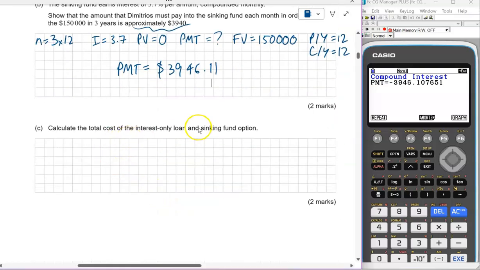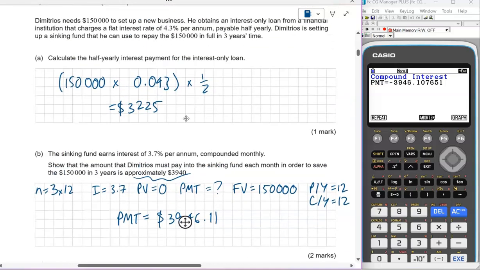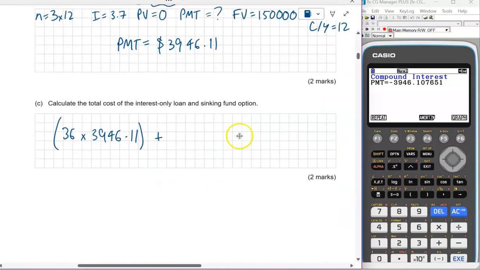Calculate the total cost of the interest-only loan and the sinking fund option. Okay, so here he is making 36 payments of $3,946.11, plus he is making the payments every half year for 3 years. So he's making 6 payments of $3,225. Okay, so we will add that to the cost down here. So he's doing 6 payments. Remember, because it's for 3 years, every half year, he's doing the payments of $3,225. Okay, so this will be the total cost of that interest-only loan with the sinking fund option.